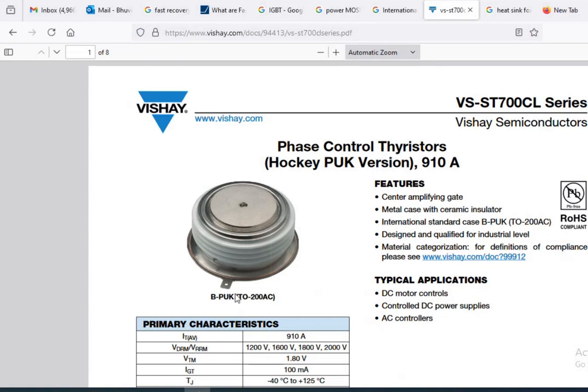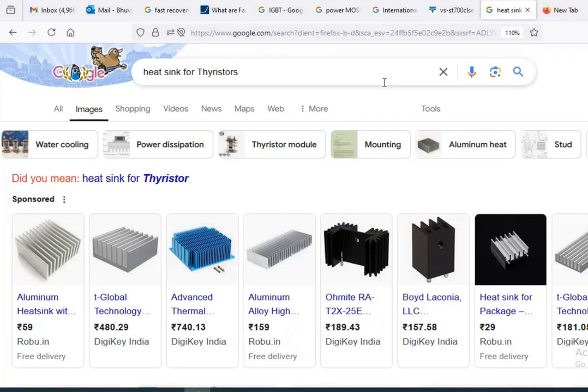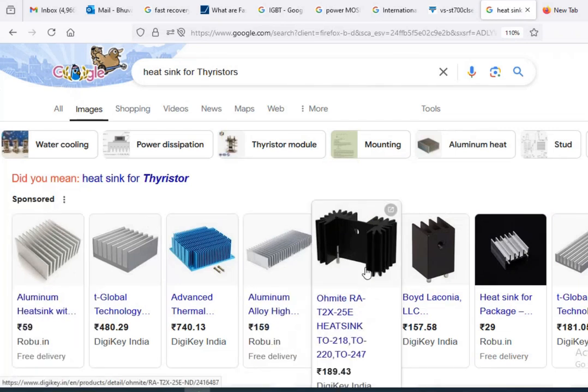So in this thyristor, you can see that this is the gate, and on one side it is anode, and the other side will be cathode. So you will have a 3-terminal device. This is a very, very large capacity thyristor. And you can see these are the heat sinks typically.